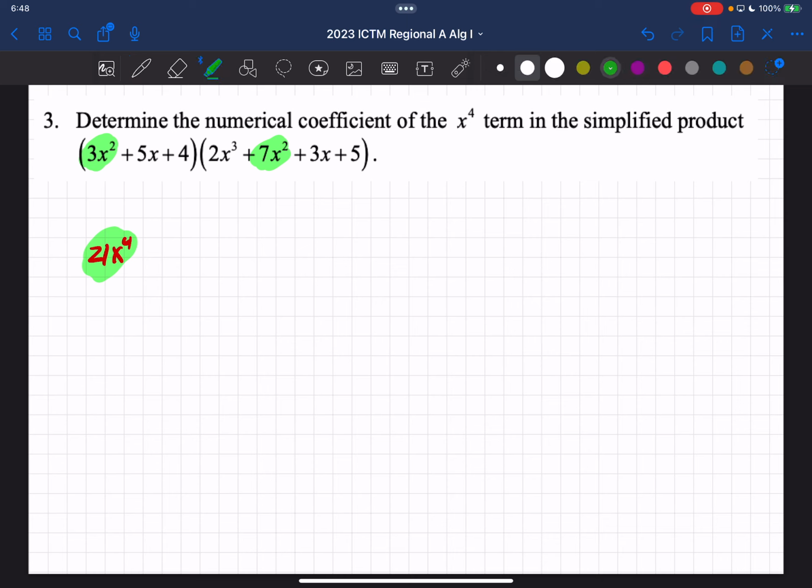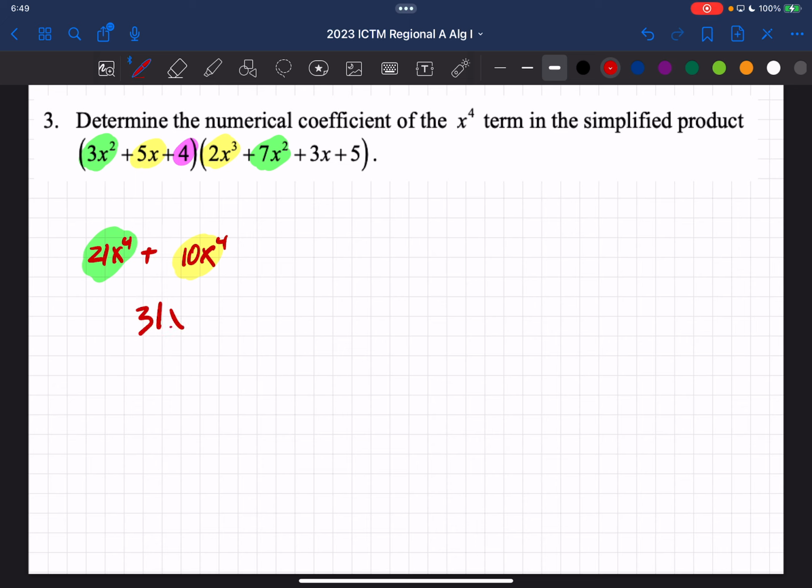Now, that's not the only way you can get x to the 4th. Because if I'm multiplying 5x, I can get x to the 4th by multiplying this. And when we do that, we get 10x to the 4th. And if I look at this third term, 4, if I want to get x to the 4th, I need a term with x to the 4th. I don't have it. So that means these are the only two terms that are going to be x to the 4th in this problem.